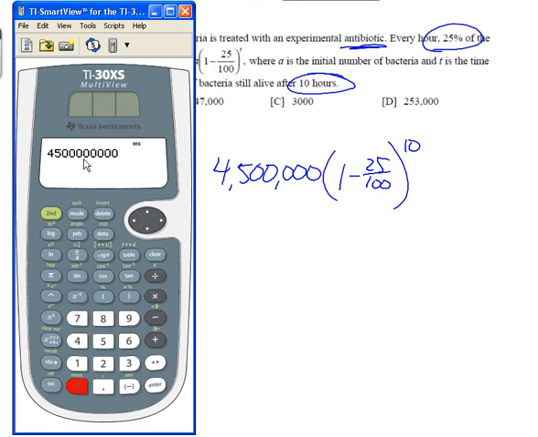That was way too many zeros. 4, 5, 0, 0, 1, 2, 3. Okay, 4.5 million. Parentheses. When you do that in the calculator, it already knows it's going to be multiplication. 1 minus 25. I'm going to hit the fraction key to throw that fraction in there. Over 100. I could have also put that as 0.25 or 25 and hit the percent key afterwards. Close those parentheses, raise it to the 10th power.